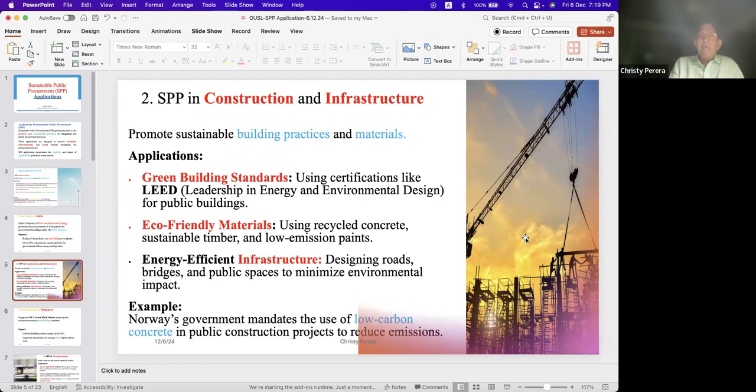Leadership in Energy and Environmental Design. That is one of the eco labels. For public buildings, if they have that LEED certification, it's named as a green building, because green building standards are there.